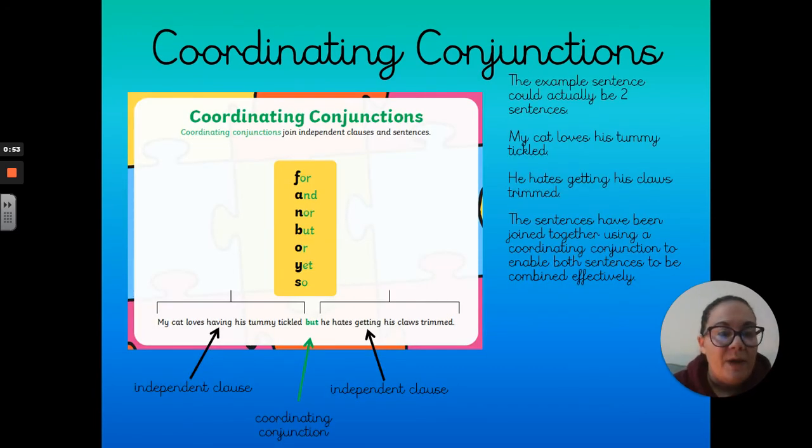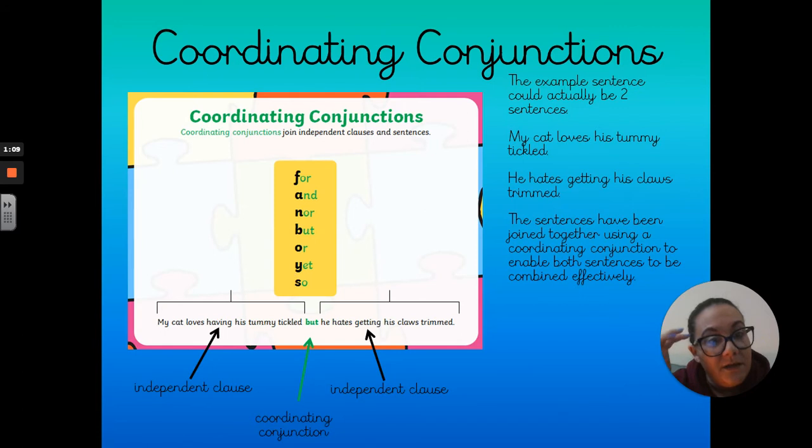Coordinating conjunctions. When we have looked at these within school, right from early on within schooling, we've looked at them as being fanboys, because if you were to lay these coordinating conjunctions out, they can spell out the word fanboy. So that's a little trick for remembering what those words are.